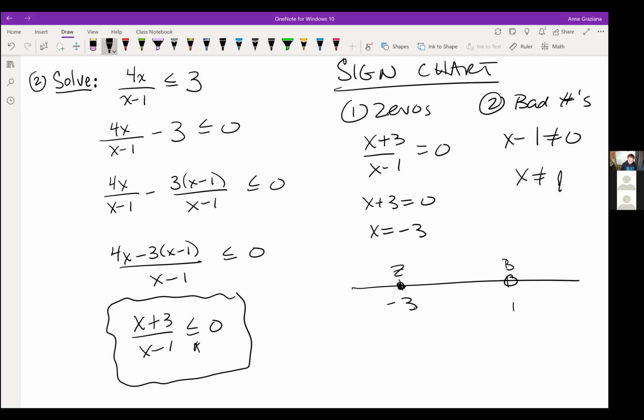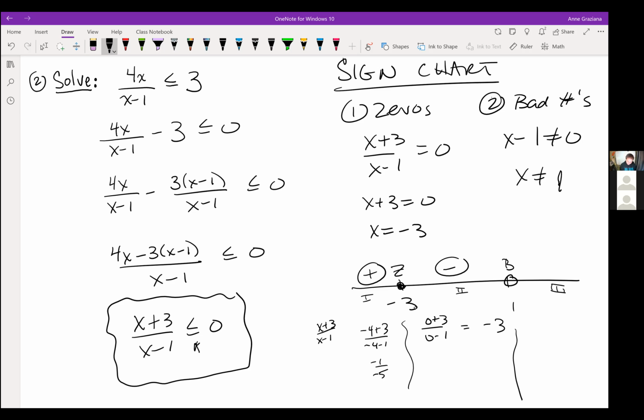Now, the next thing you do is you check sections, okay? We check regions 1, 2, 3. And I'm going to plug it in. So I'm going to use this x plus 3 over x minus 1. So if I put in -4, plus 3 over -4 minus 1 is -1 over -5. So this is going to come out positive because it's negative over negative. Okay. Second region, let's pick 0. 0 plus 3 over 0 minus 1 is -3. So that's negative.